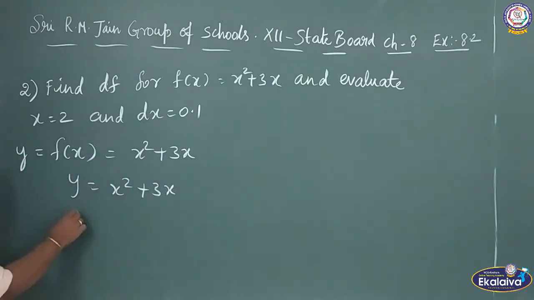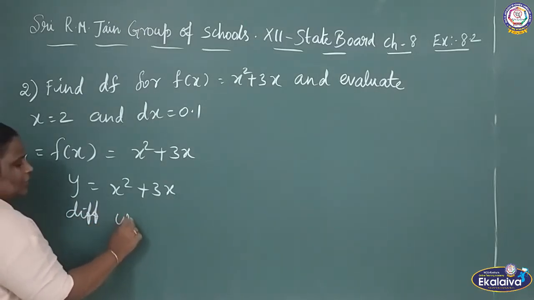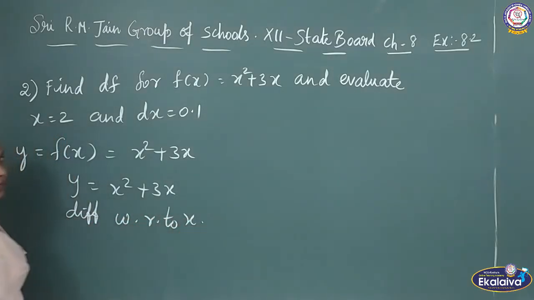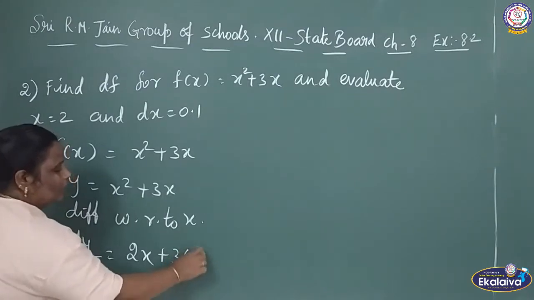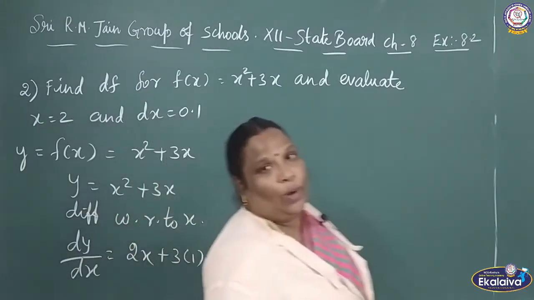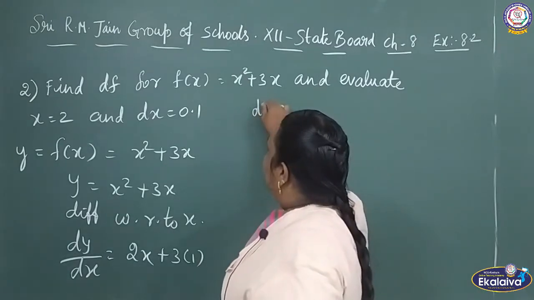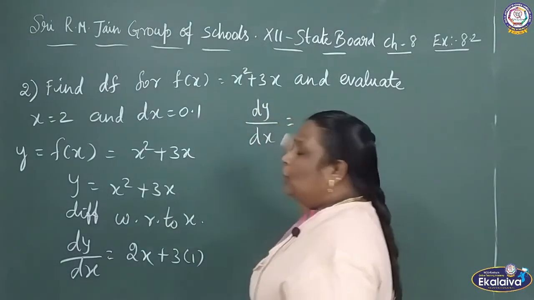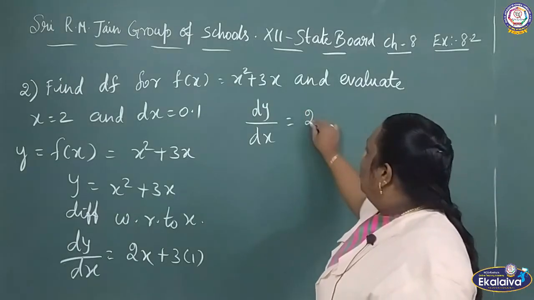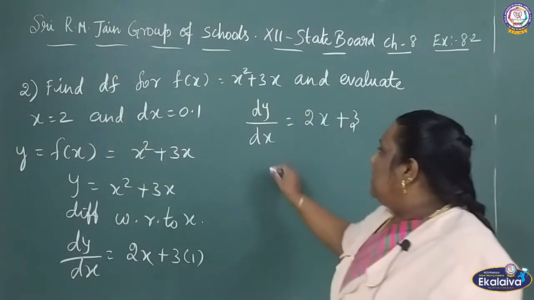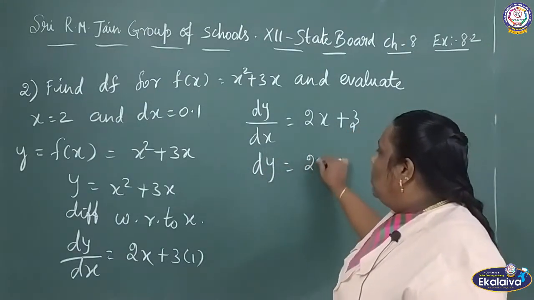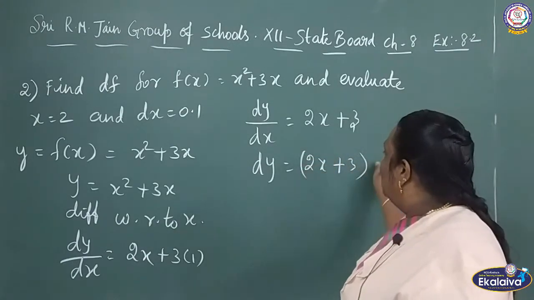Now differentiate with respect to x. y becomes dy by dx. x square gives 2x, plus 3 into x becomes 1. So dy by dx equal to 2x plus 3, and dy equal to 2x plus 3 into dx.